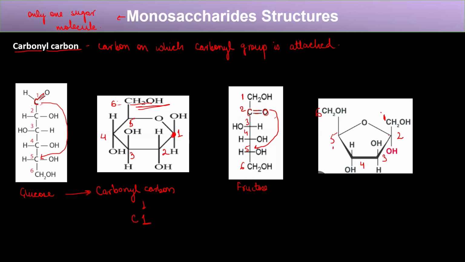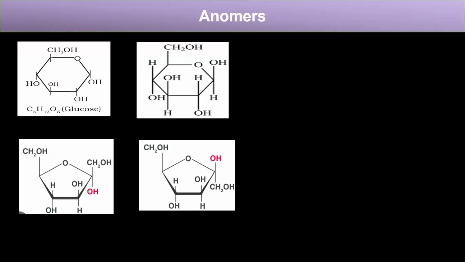So in this case, which is the carbonyl carbon? This one, or carbon second. So in fructose, the carbonyl carbon is C2. Okay. So in the case of glucose, the carbonyl carbon is C1, while in the case of fructose, the carbonyl carbon is C2. Now, with this background in mind, let's see certain other terms.